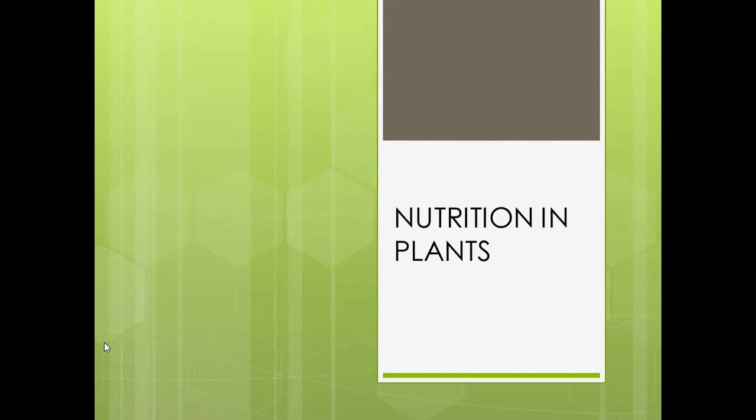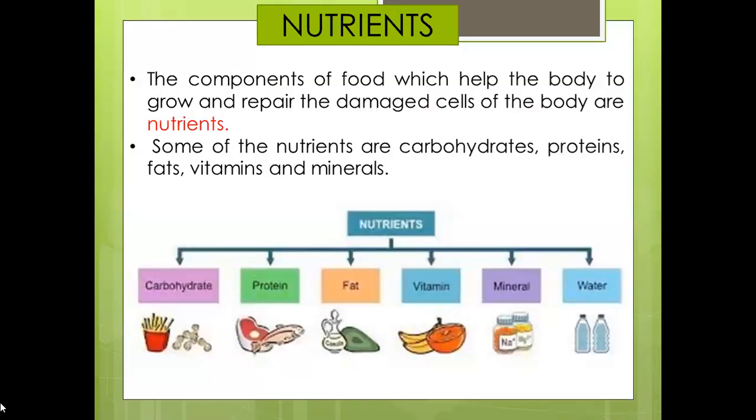Students, today we are going to learn about Biology Chapter 1, Nutrition in Plants, Class 7. Nutrients. What are nutrients? Nutrients are the components which help the body to grow and repair damaged parts or cells of the body. These components of food are known as nutrients.